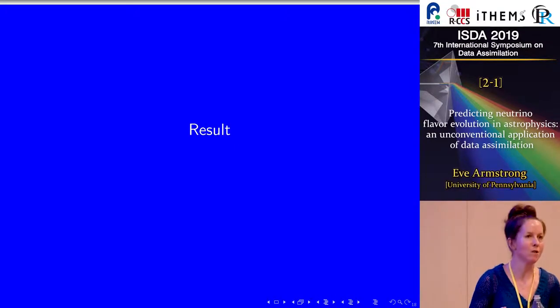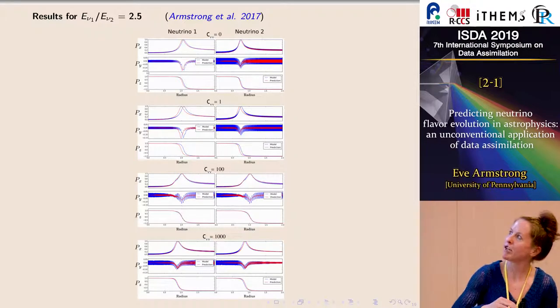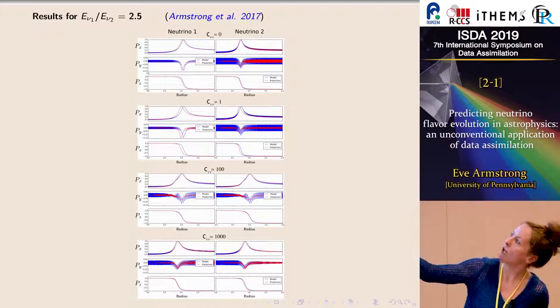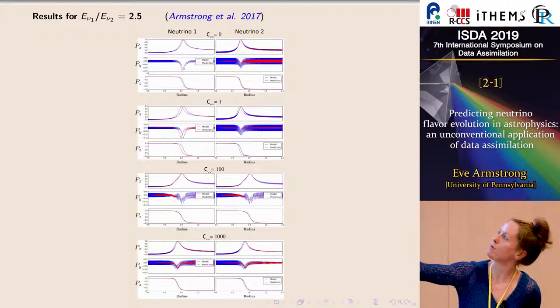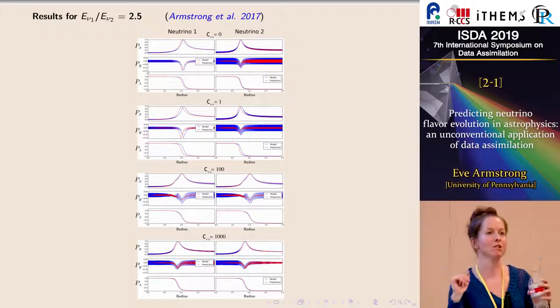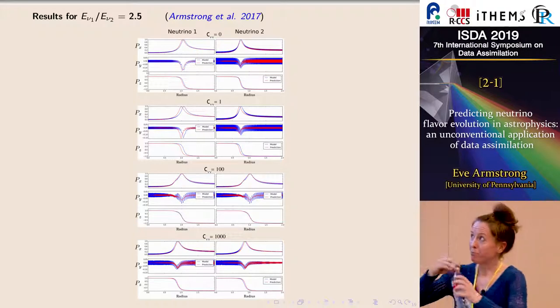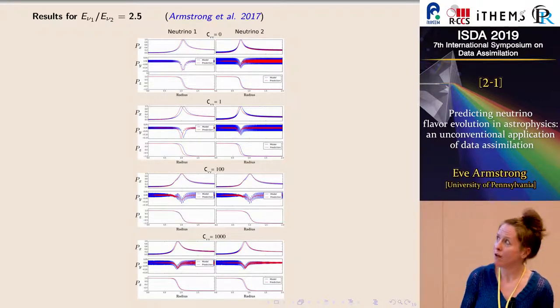Okay, I'm first going to show you the result using the energy ratio of 2.5. The neutrinos have very similar energy, and within this radius epoch, they both feel the matter potential quite strongly. So on the left column, this is neutrino 1. This is neutrino 2 on the right. And the rows show increasing coupling strength between the neutrinos. C nu nu equals 0 at the top, 1, 100, and 1,000. The blue trajectory is the true solution that you get from numerical integration. And the red is the DA solution. So one general comment is that the overall evolution is traced quite well by the data assimilation procedure. There are some very fast, high-frequency oscillations that are not captured very well.